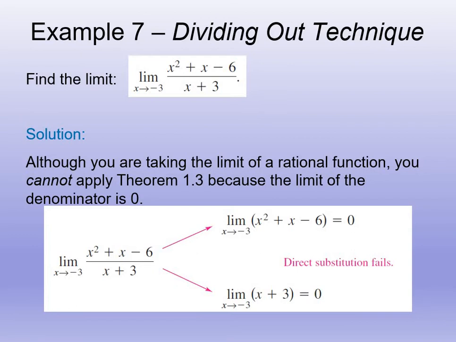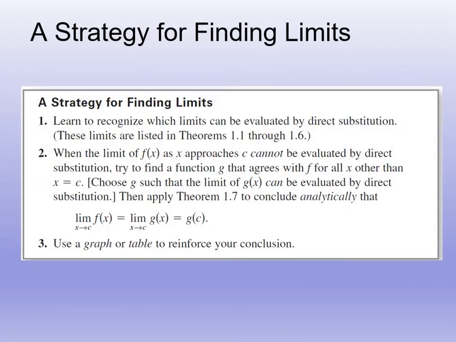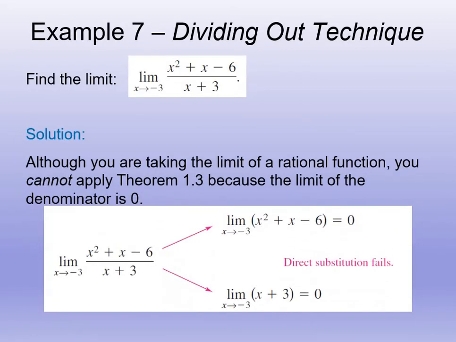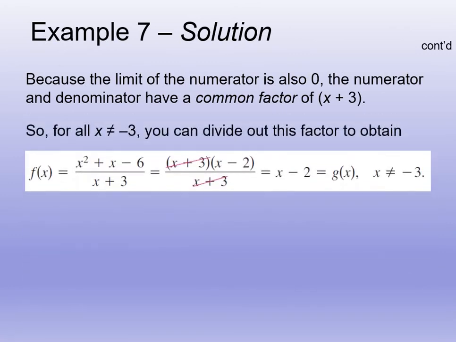So we automatically know in this case, and this is going back to strategy 1 here, I'm going to step back for a second, recognizing if this limit can work through direct substitution. Obviously it can't. We put negative 3 in and the denominator goes to 0. So this is where we have to factor out. Okay, so we can factor the numerator here.